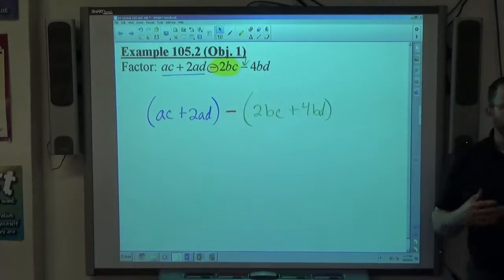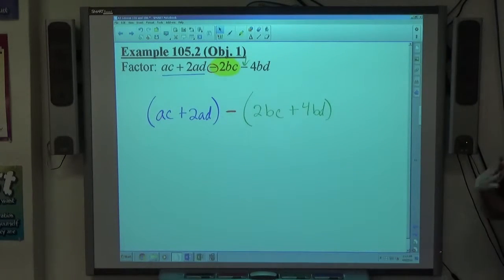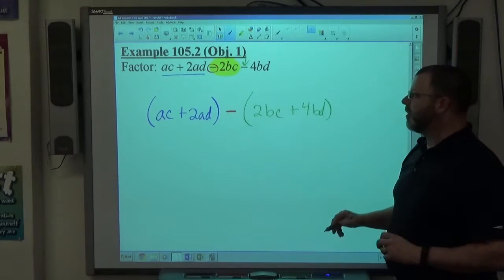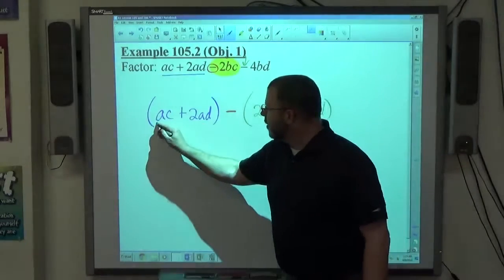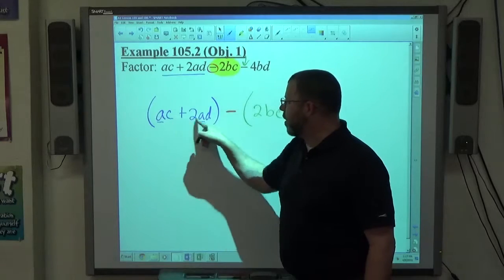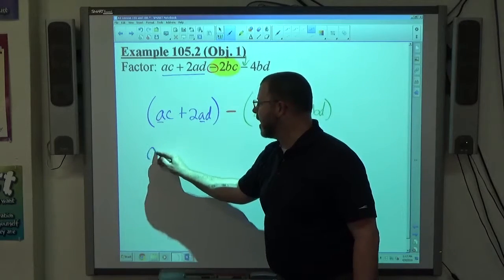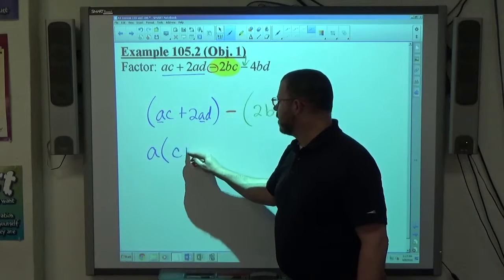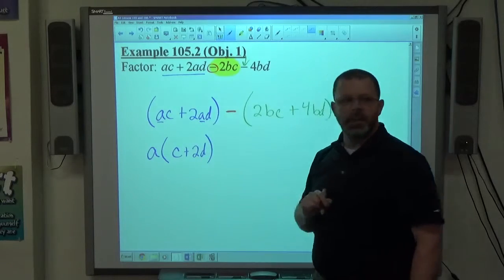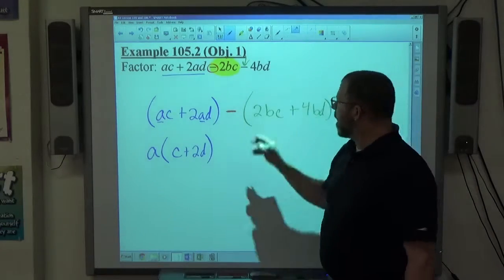Next, once I've established the correct structure for the factor by grouping setup, now I'm looking for the common factor in each group again. So this has an A, this has an A, so A is common to both objects. I take the A out. C plus 2D is going to be left in. Then the minus sign happens.